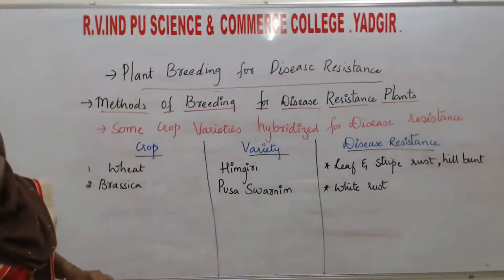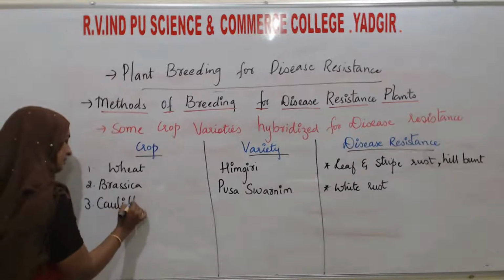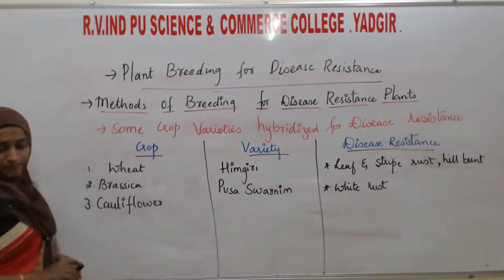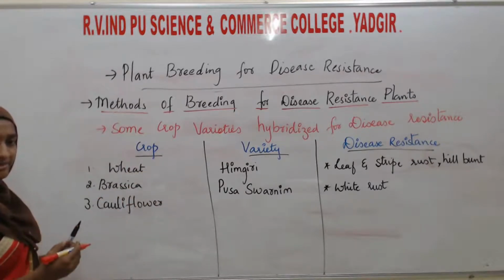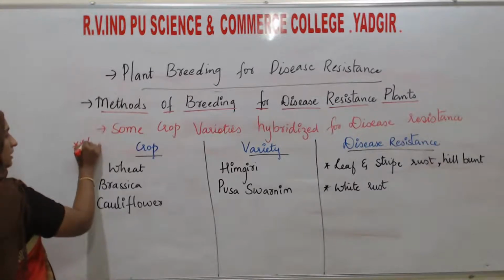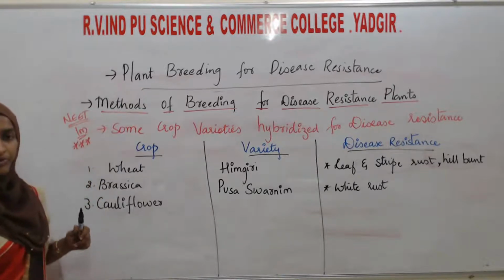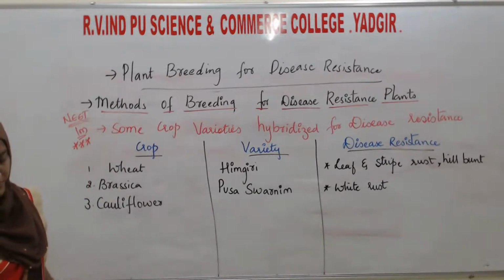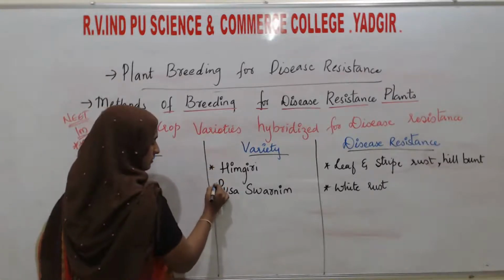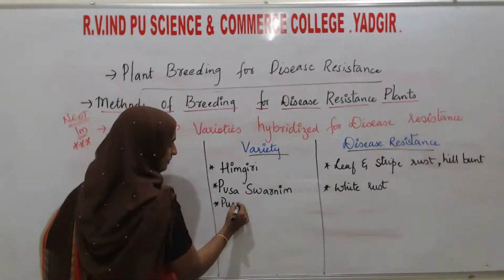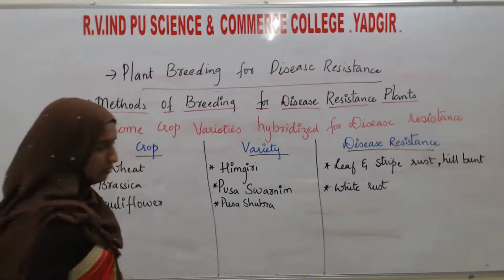Okay. Then next, the third one, that is the cauliflower. See, whatever the table I am going to draw, whatever the variety, whatever the disease resistance I am explaining here, these questions will come for 1 mark, or it will be helpful for your NEET or CT exams. Okay, from this table they will ask some of the questions. So cauliflower, Pusa shubra, and one more is there, that is the Pusa snowball K1.